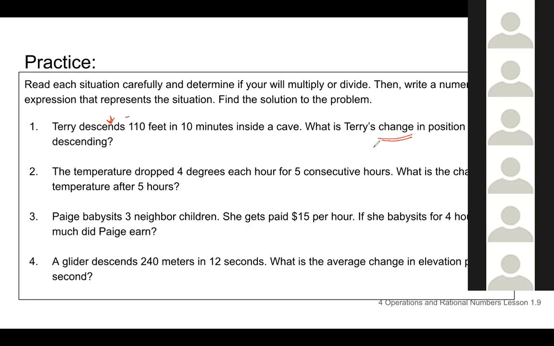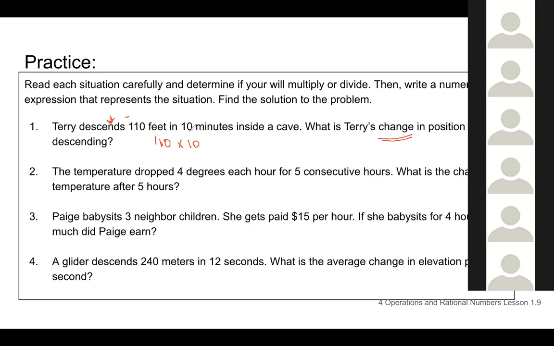It doesn't say before. No, it says before. That's a good observation though, because it does say what is Terry's change in position before descending. Well, it still could be multiplication though. You think it's multiplication? So what's gonna happen when I multiply? I think, matter of fact, it might be both. I feel like there's some adding in here somewhere.